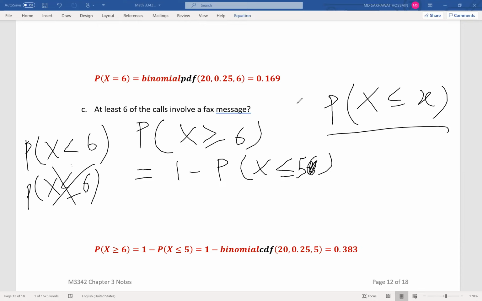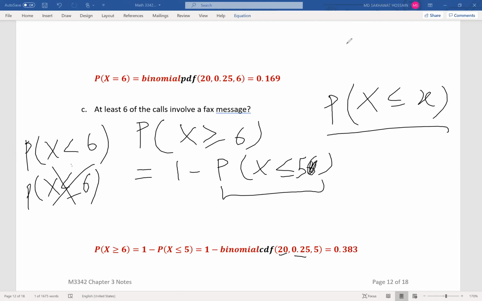Yes, you're right, X less than or equal to 5. Okay, so now if you use the calculator, since this part is X less than or equal to 5, for this part you can use the binomial CDF function. So if you use binomial CDF with 20 trials, probability 0.25 and the number of successes 5, you will get 1 minus some number, and that will be 0.383. So this is the probability.